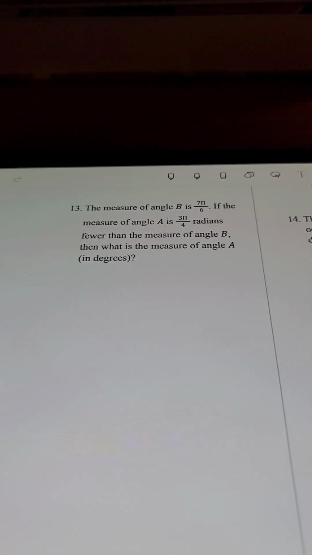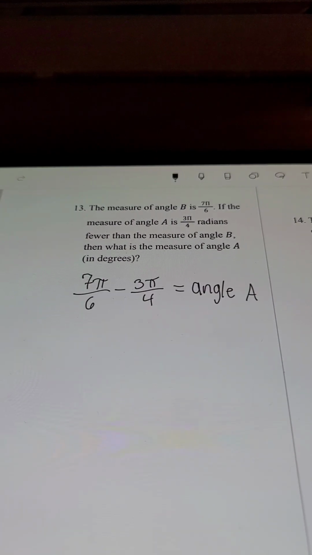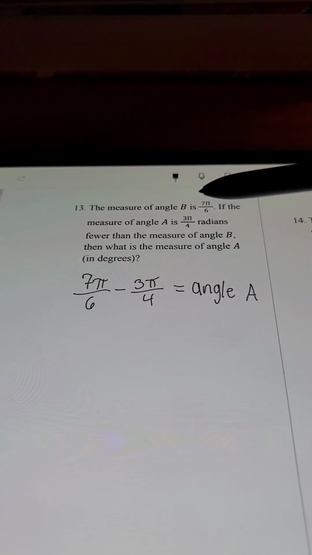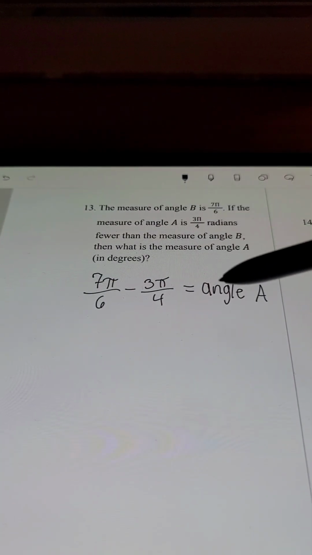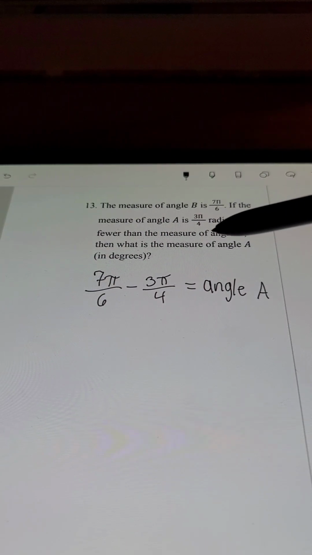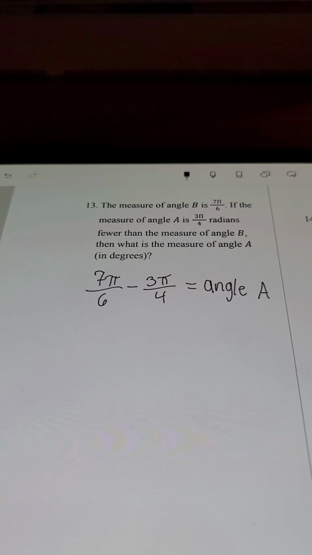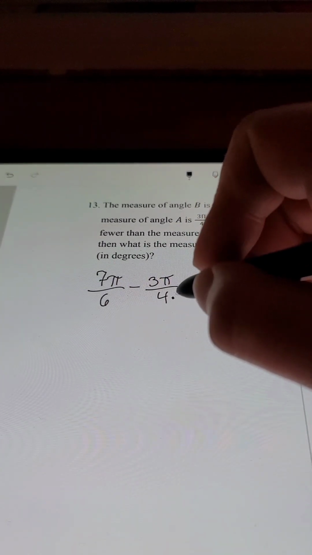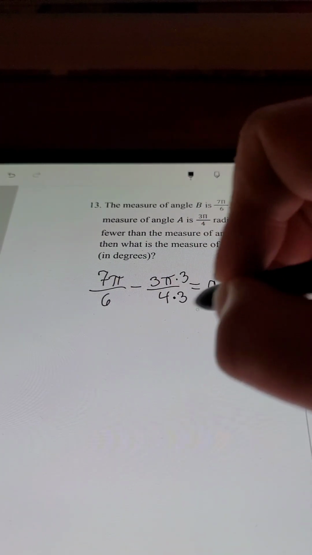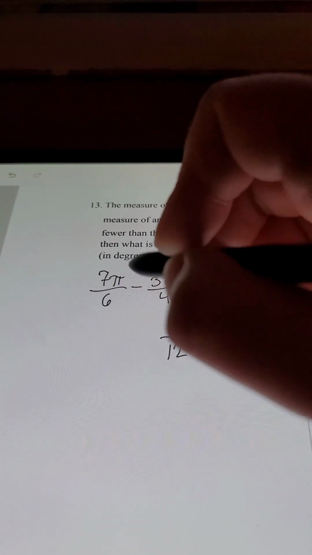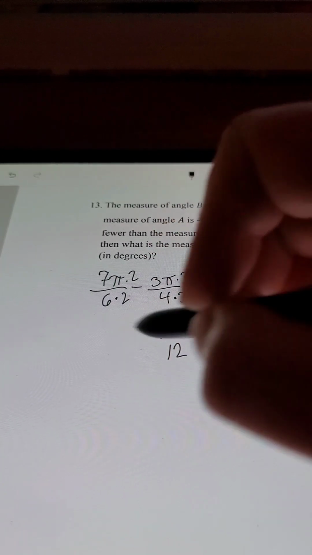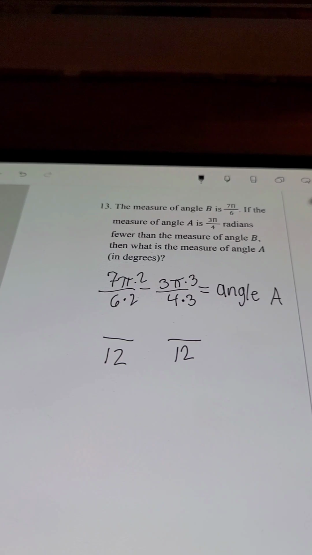Okay, so now pause to read number 13 if you haven't already. So this is the setup of the information we've been given. The measure of angle B is 7 pi over 6, and then we are going to subtract 3 pi over 4 to get angle A. So let's make them have a common denominator. We can multiply by 3 on top and bottom here to get a common denominator of 12, and we can multiply by 2 top and bottom here to get that common denominator of 12 there.